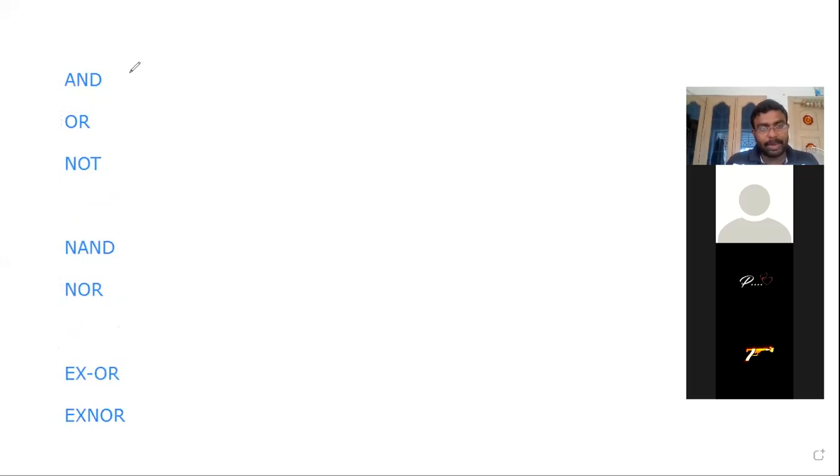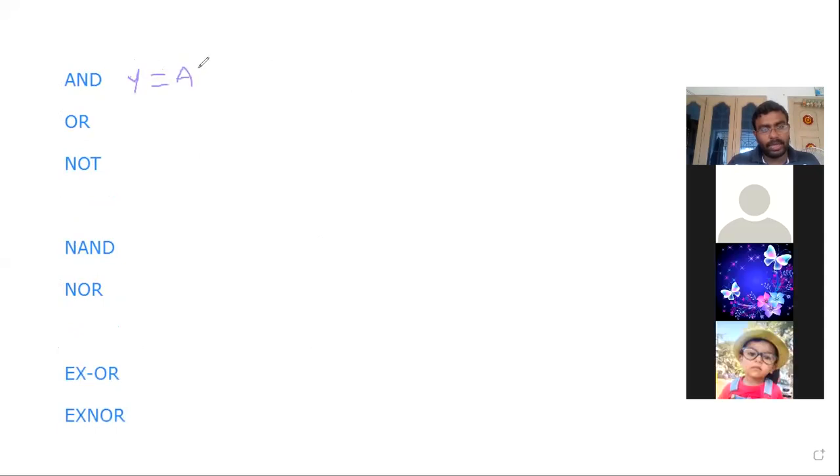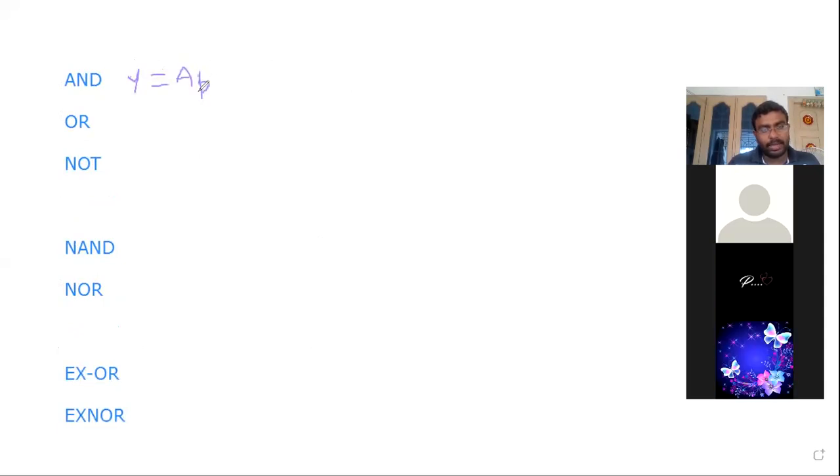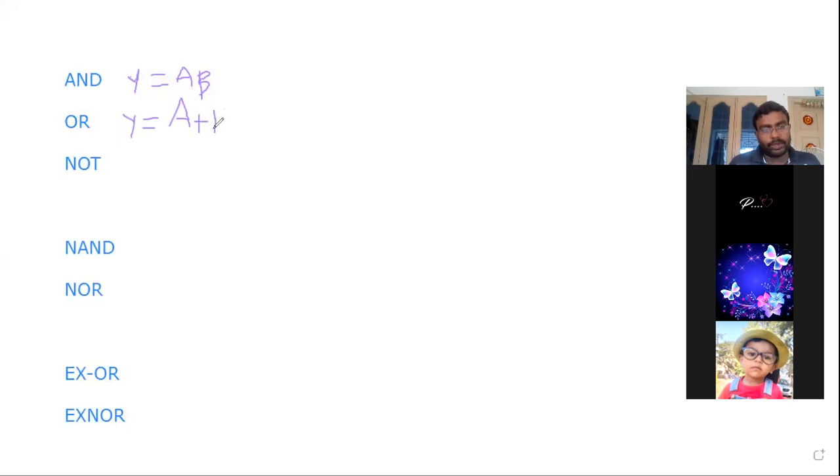So guys, tell me what the logical expressions are here. What is the logical expression for the AND gate? A into B is the logical expression for the AND gate. What is the logical expression for the OR gate? The OR gate is used for adding the two numbers, so y is equal to A plus B is the expression.